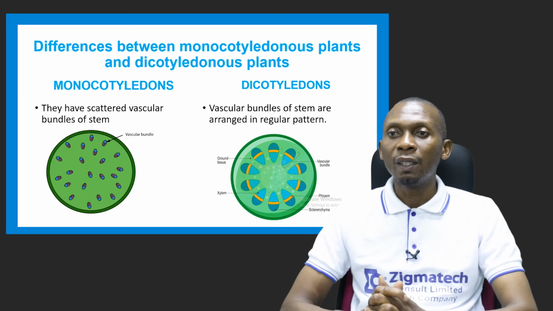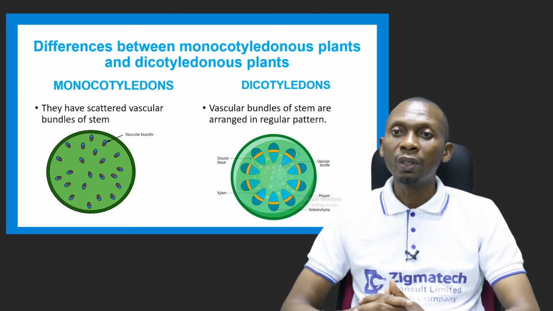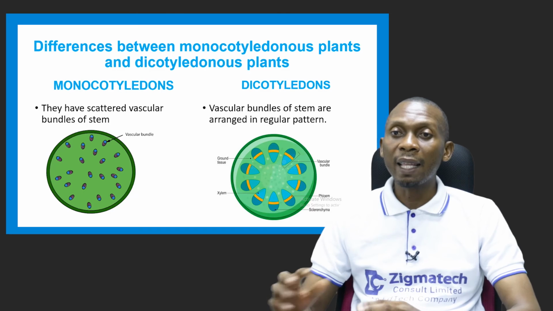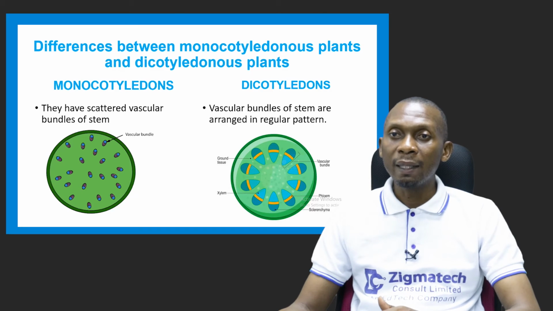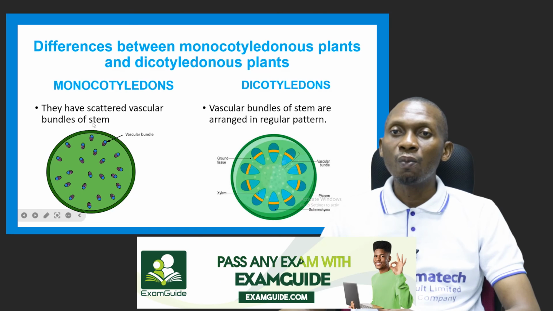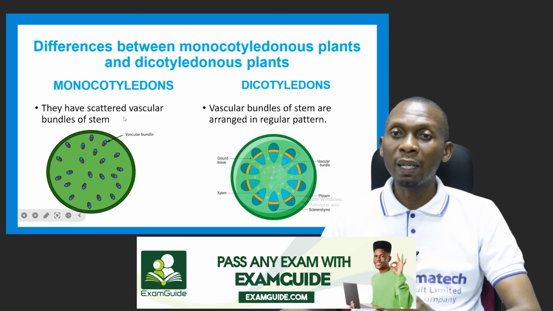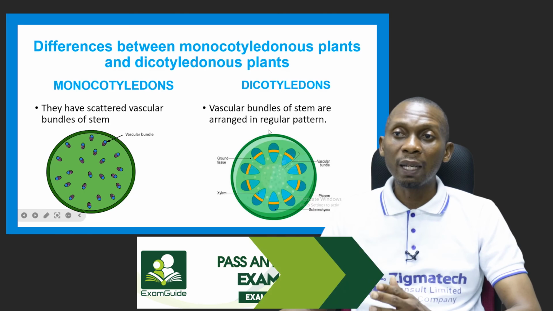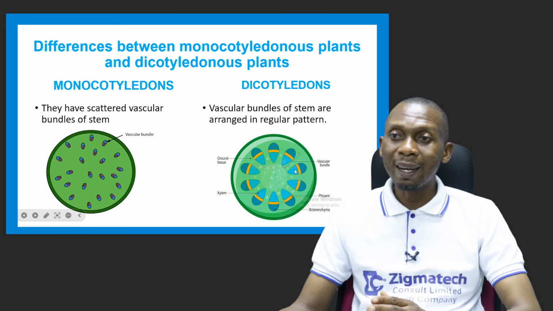Now we have vascular bundles, which are found in the stem of our plants. When you take a look at the vascular bundles in a monocotyledonous plant, you can see that the bundles are scattered. This picture helps us to have that illustration. While for dicotyledonous plants, you can see that the vascular bundles are arranged.